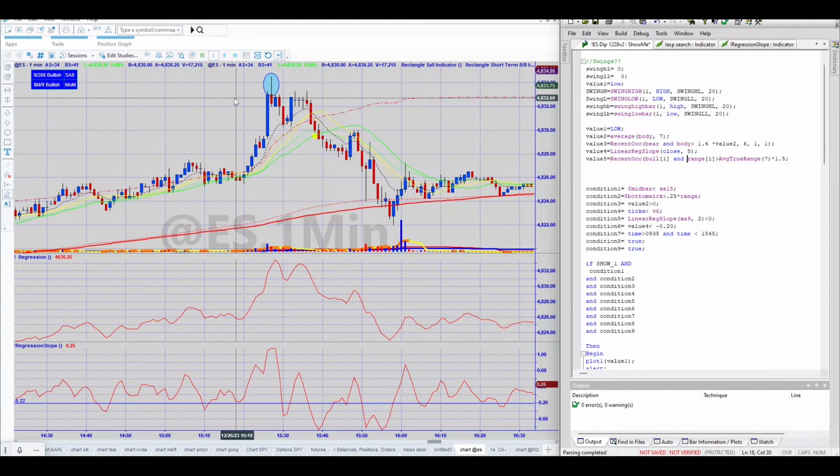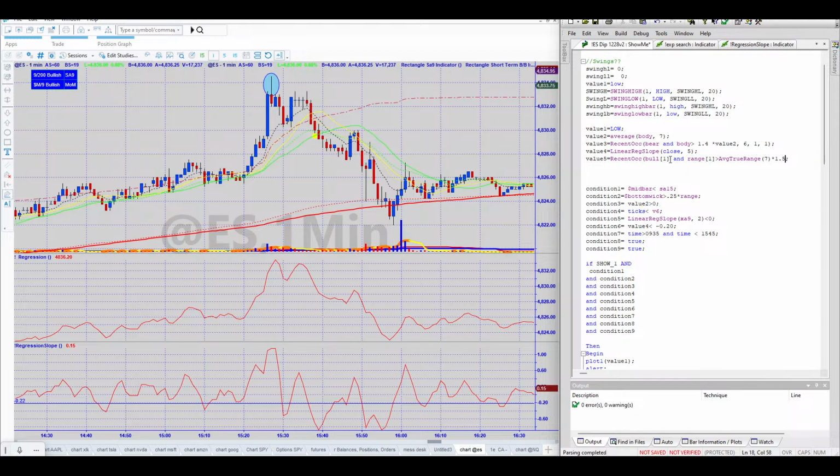All right, so all these conditions need to be met. So the candle before it cannot be a bull, or, it's hard to say it all at one time. So let's put it this way.